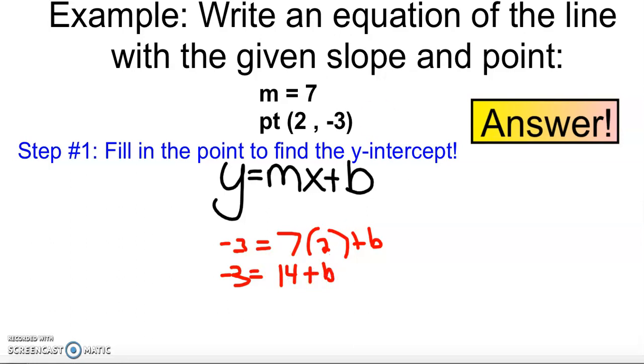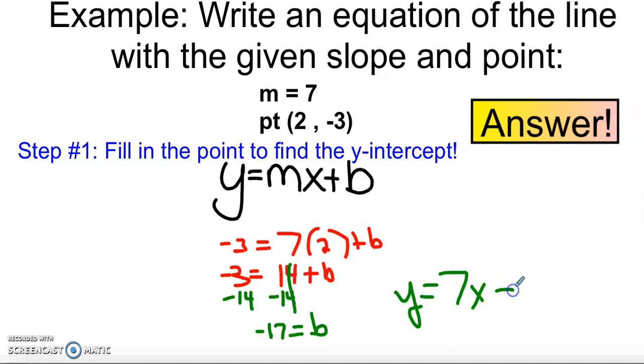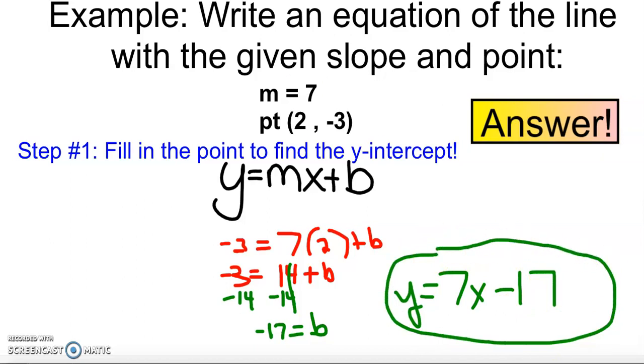So in order to solve this now, I'm going to subtract 14 from both sides. And my b is going to be -3 minus 14, which is -17. So my equation is y equals, my m is 7, so 7x minus 17. All right, and that solves this problem.